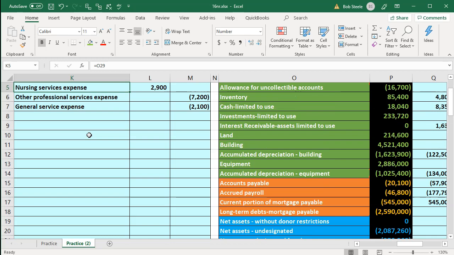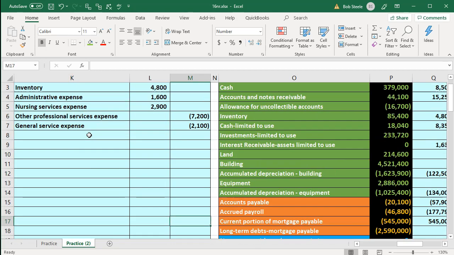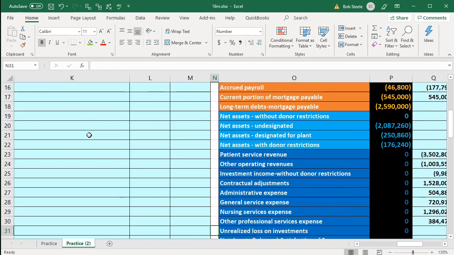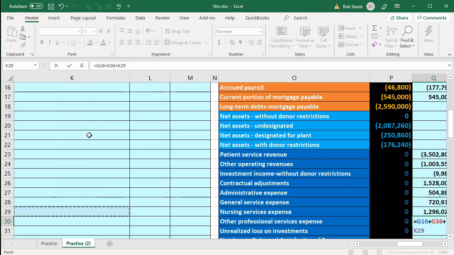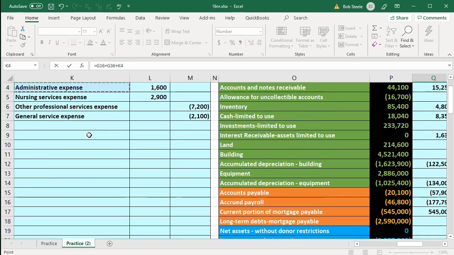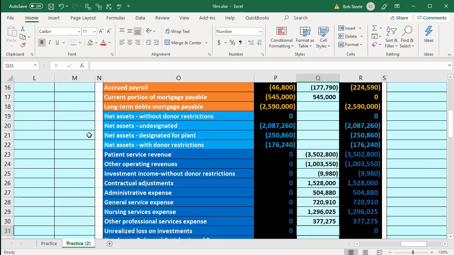Then we'll scroll back up and see what we have next. We have the other professional service expense. Here we have that. We are then in cell Q30. Within Q30, we're going to say F2 plus, and then scroll back to the other professional service expense. That's going to be the credit 7,200, and enter. So there we have that.